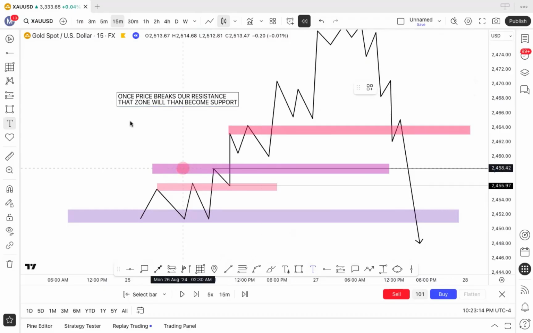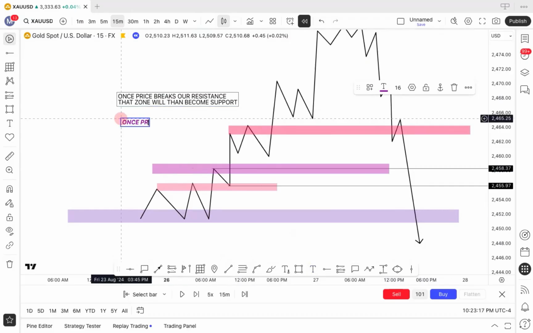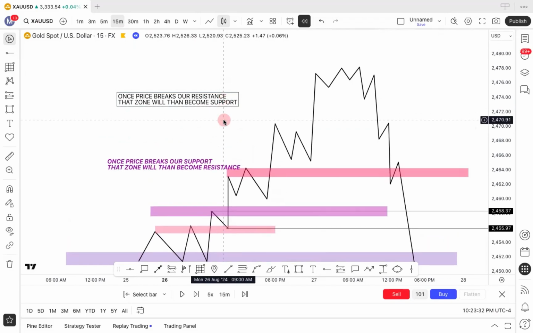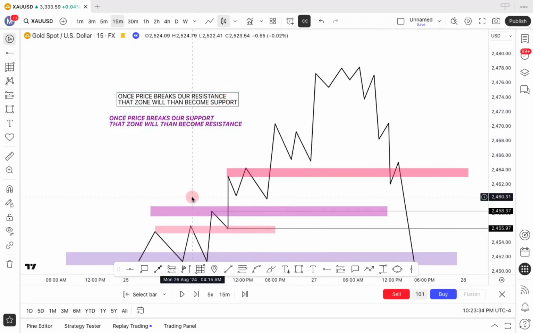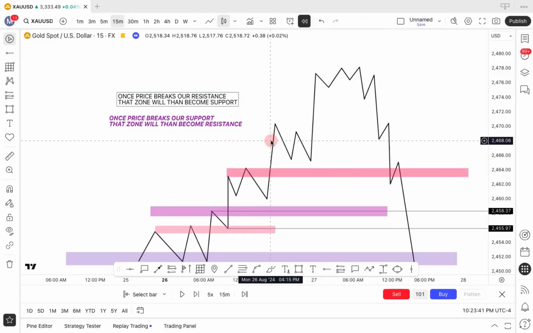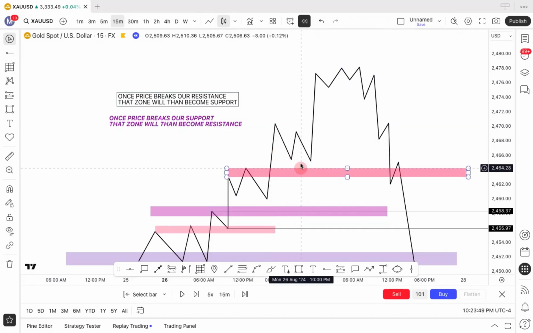And the same for support. Once price breaks our support, that zone will then become resistance. Okay? That being said, guys, as we continue pushing up, what is this? A resistance. We broke it. So that what once was resistance will now become support. This is supporting us now, so we can look for buys here.